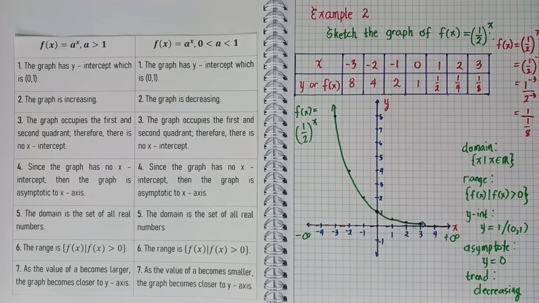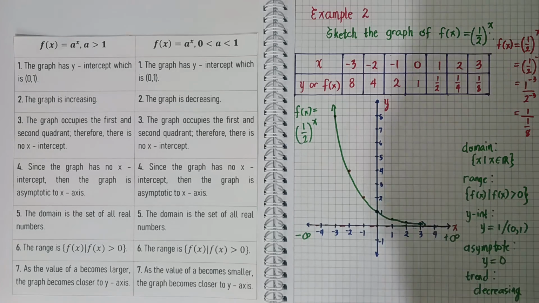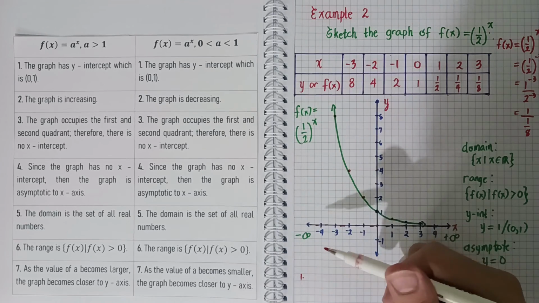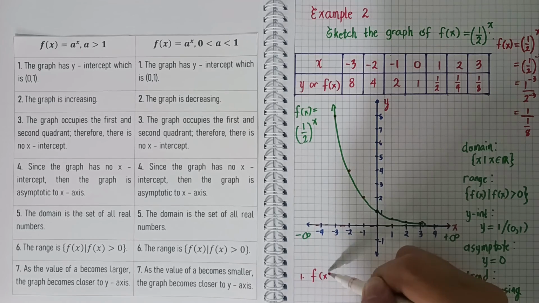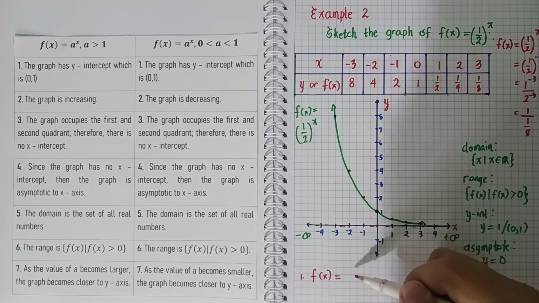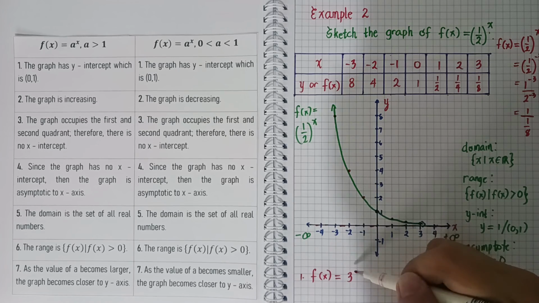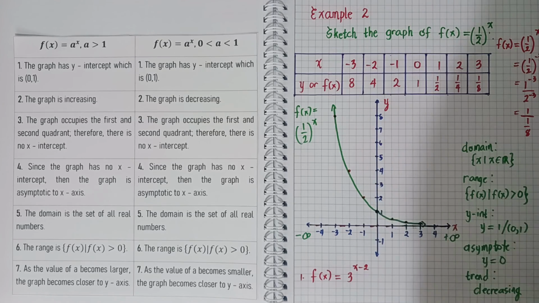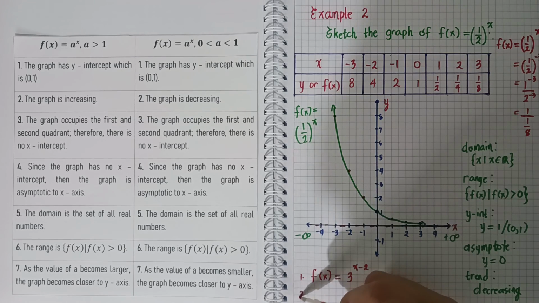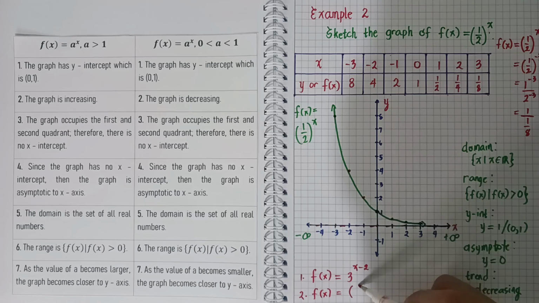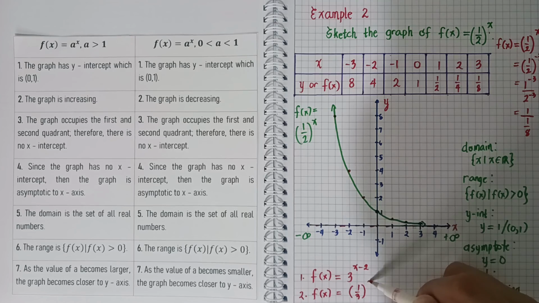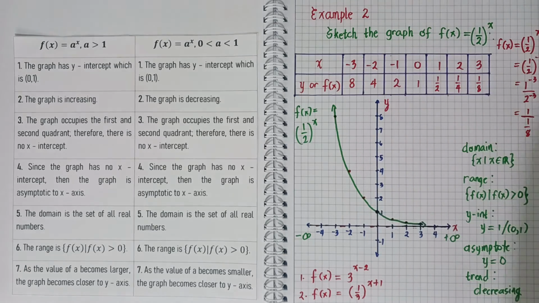Kindly answer. So, what if ganito naman yung given natin? We have two items to be answered. f of x equals 3 raised to x minus 2. What if ganito guys yung given natin? So, pwede siya. And then, another, f of x equals 1/3 raised to x plus 1.